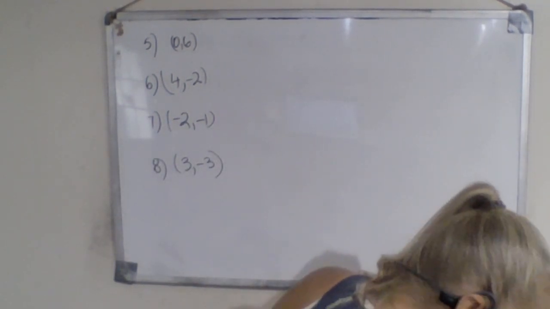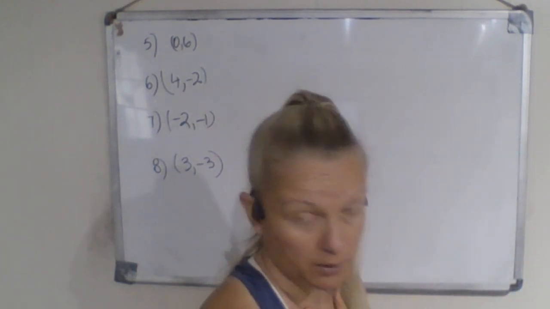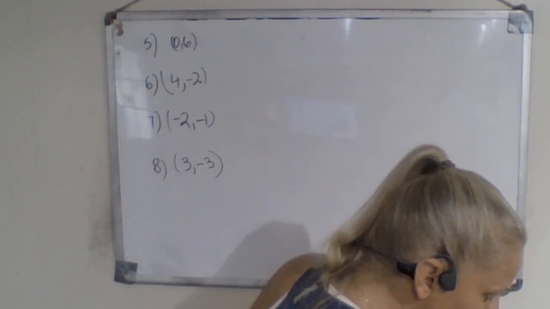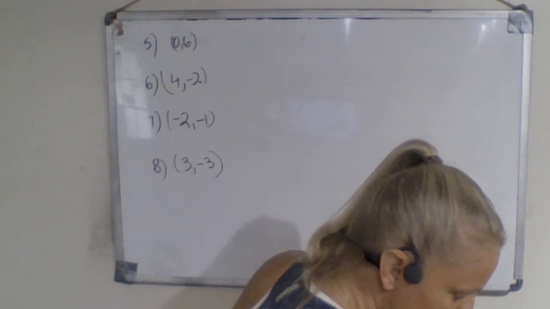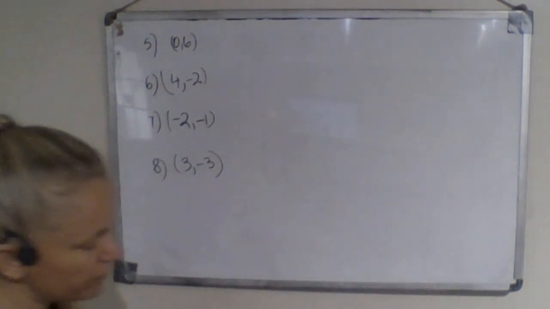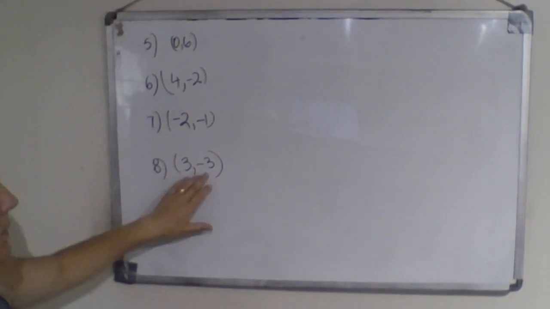And for the last one, if it would have been me, I would have timesed the top equation by negative 2. So I can eliminate my y, end up with negative 6y on the first one. And then solve for x. Your answer should have been 3 and negative 3.